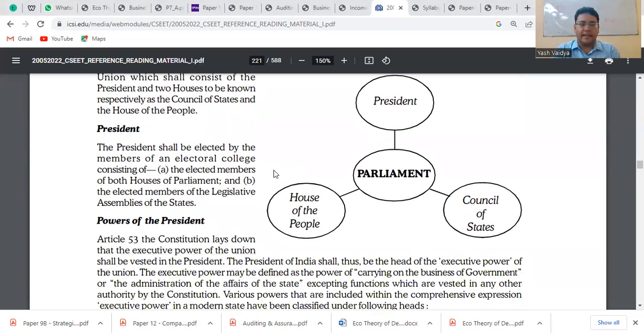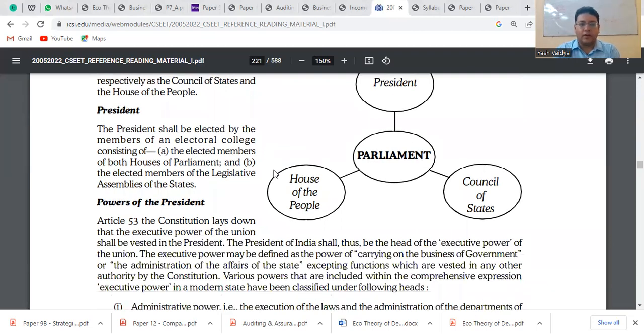The President shall be elected by the members of an electoral college consisting of A, the elected members of both houses of Parliament, and B, the elected members of the legislative assemblies of the states. Okay? So President का चुनाव होता कैसे? First of all समझ, President का चुनाव directly नहीं. Okay, the President won't be chosen directly. Okay, it will be chosen by way of electoral college.